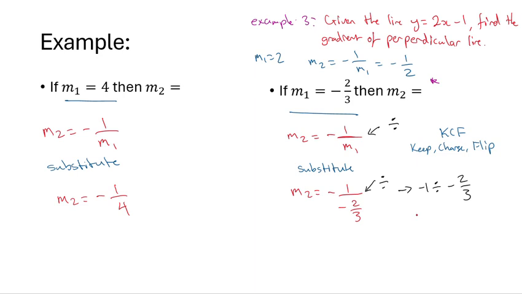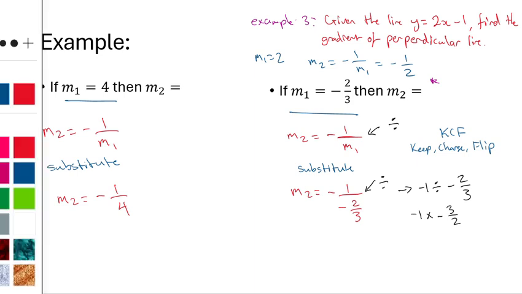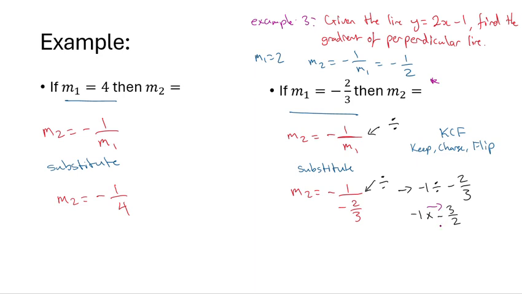So if you remember correctly, it is keep the first one, change the dividing to a times sign, and then you flip the second fraction. Okay? And now you just multiply fractions like normal. You just multiply across. Okay?